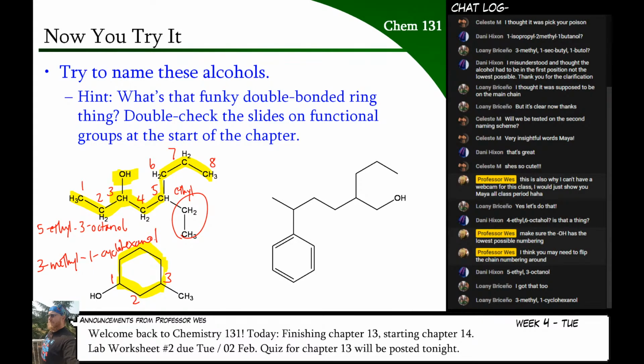Now that I think about it, I don't know if that 1 is actually necessary, to be honest. Let me find that in the notes real quick. I'm just trying something. 3-methyl. I cannot type. Because this OH group right here can only ever be at position 1, right? So we don't even need that 1 in there. We could just write 3-methyl cyclohexanol.